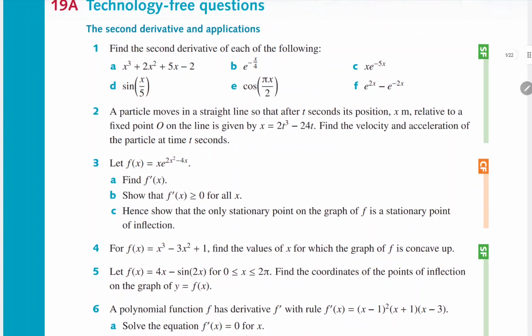Actually, maybe I'll just use this one. Let's say for question 2, find the velocity and acceleration. How do we find velocity and acceleration? Just derive, right? So v would be 6t squared minus 24, and acceleration is 12t. That's it.